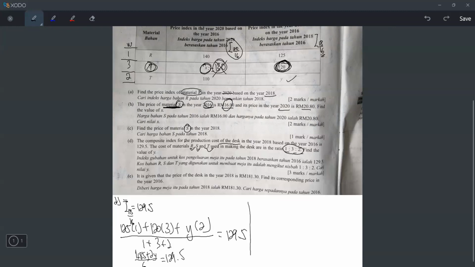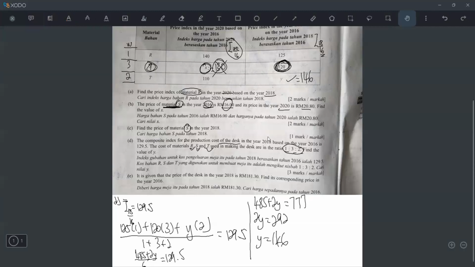So I will continue here. 485 plus 2Y equals 129.5 times 6, which is 777. Then you take 777 minus 485. What do you get? 292. And then divide by 2, that is 146. So Y is 146. Same answer, Erin. Yep, same. So let's continue.